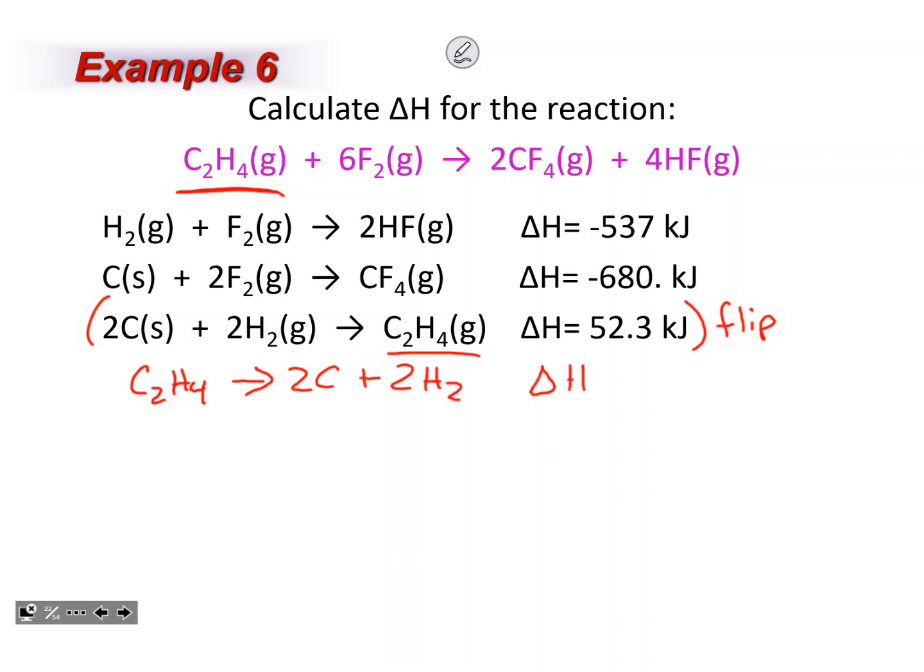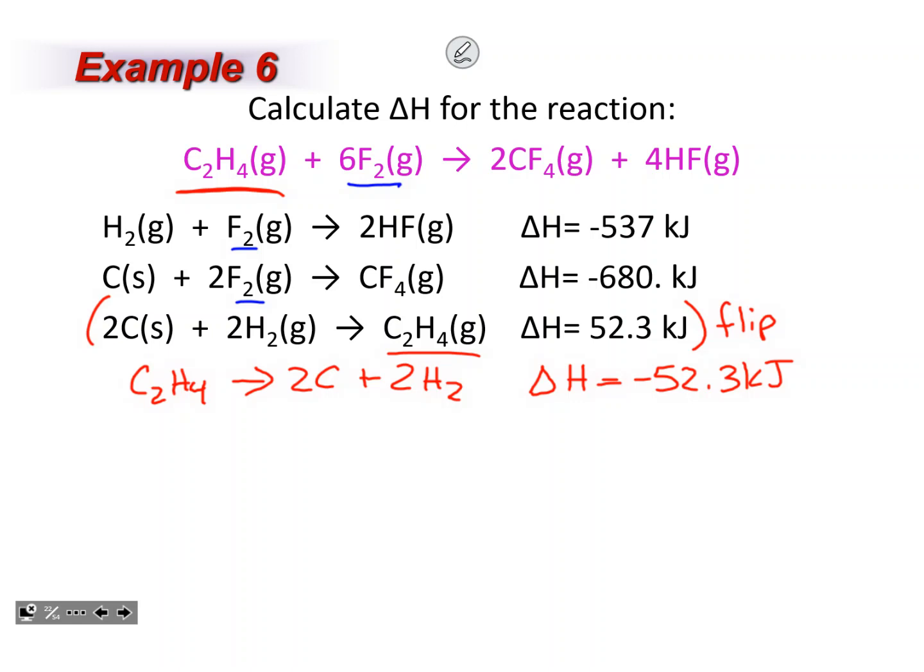My delta H though becomes negative 52.3 kilojoules. The next thing though that I do is then I look at F. Well, I see F2 in 2 places, so I'm going to wait on looking at the fluorine. I'm going to look at something else where it's not in 2 places and see if doing other things with the 2 products will help work out the fluorines.